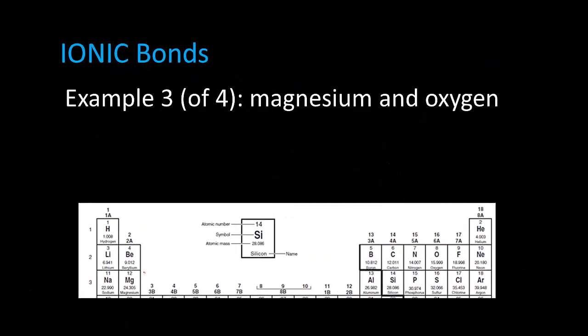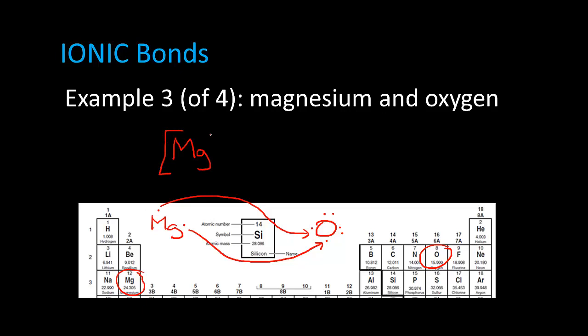Third example, magnesium and oxygen. Magnesium's right here. It has 2 valence shell electrons. And oxygen is right here. It has 6 valence shell electrons. Magnesium is going to give each of its electrons to oxygen, and it will become an ion with no valence shell electrons around it. So I will just put brackets with no dots, and it now becomes a +2 charge. Oxygen now has 8 valence shell electrons around it, and it has a -2 charge because it has taken magnesium's 2. Now let's make sure our charges are equal. 2 minus 2, this is a positive, is 0, so we're good.